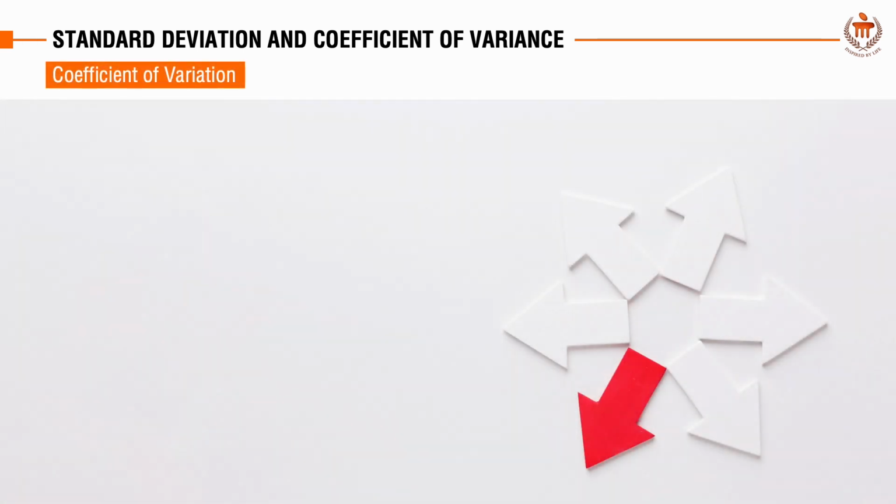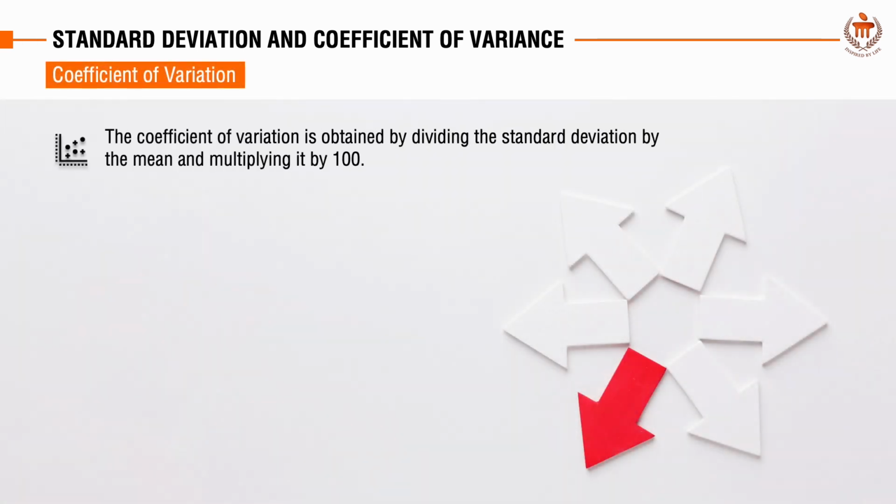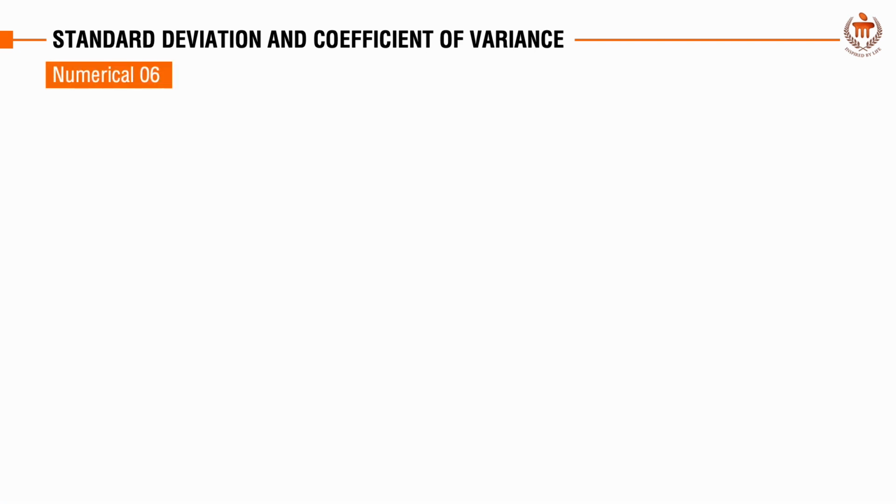Now discussing the coefficient of variation. The coefficient of variation is obtained by dividing the standard deviation by the mean and multiplying it by 100. So the coefficient of variation formula is sigma by mean into 100. Let's discuss a numerical.